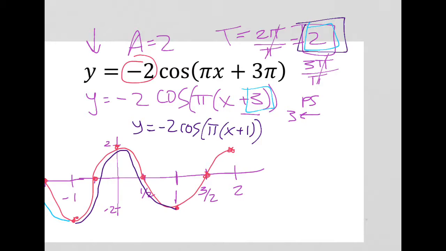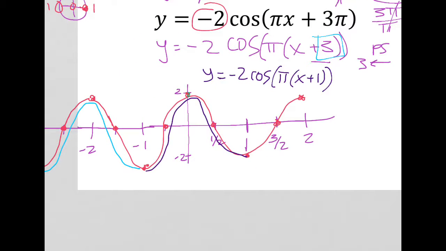So you can always subtract or add periods in there to get that phase shift down to be smaller than a full period. Okay, that's cool. But what else can we notice? Well, let's go to a different function.